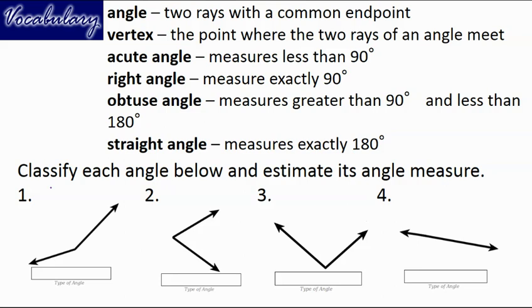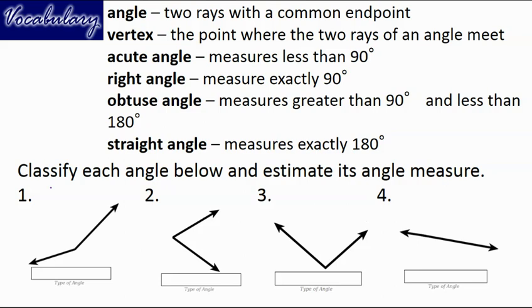An acute angle measures less than 90 degrees, so that's a smaller angle. Then you've got right angle, which is 90 degrees. Then you've got an obtuse angle, which measures greater than 90 degrees and less than 180 degrees. That's a wider angle. Then we've got a straight angle, which measures exactly 180 degrees. A straight angle is just a straight line. They're the same thing. So down below here, we're supposed to classify each angle and estimate its angle measure.